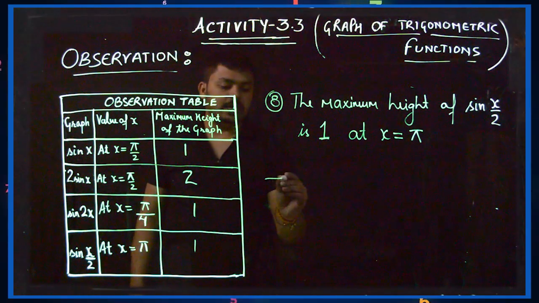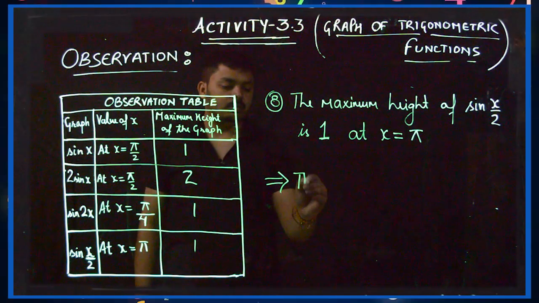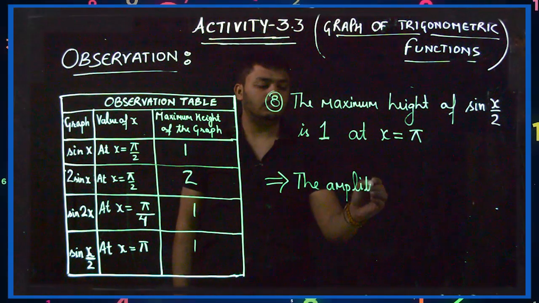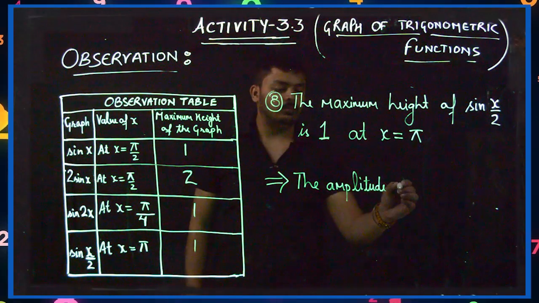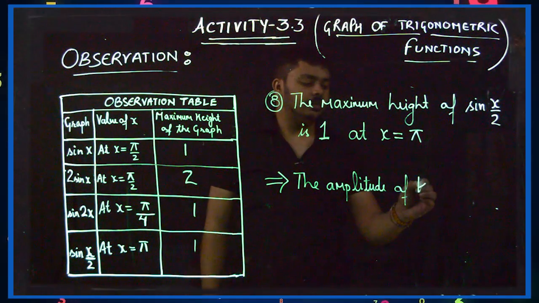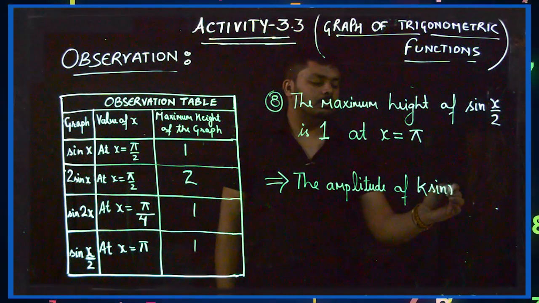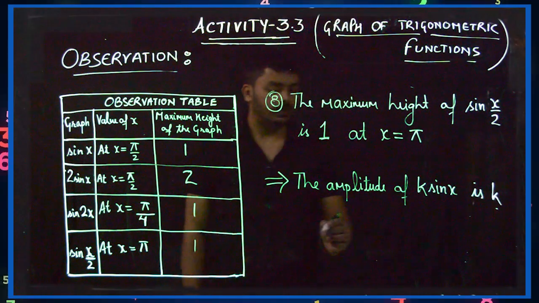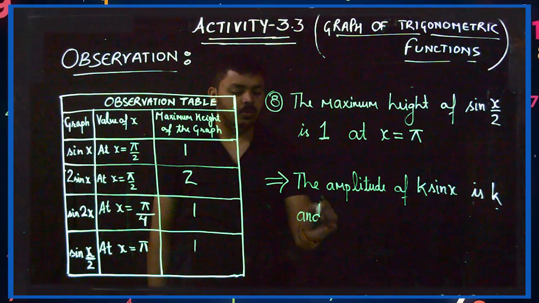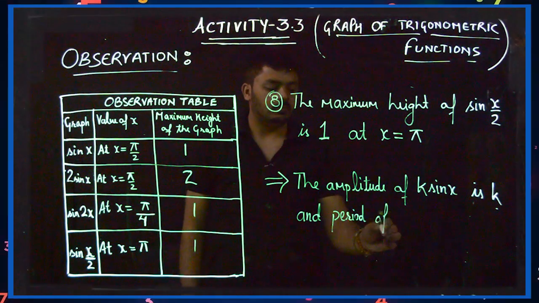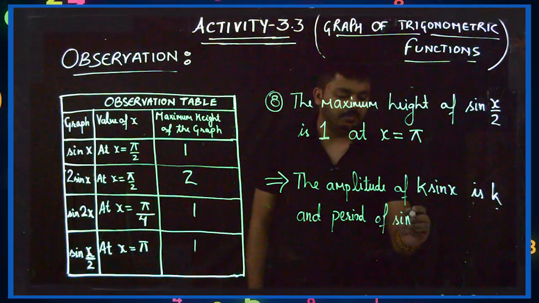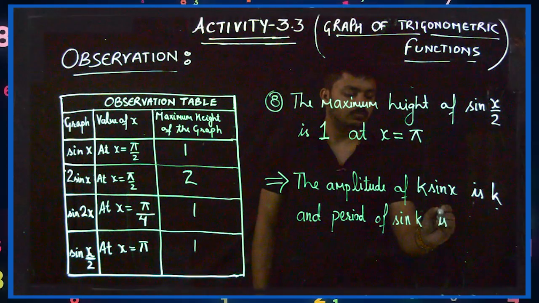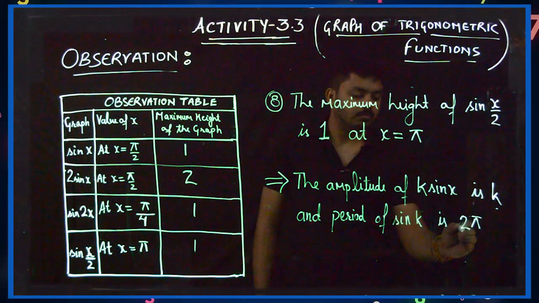Hence, we conclude that the amplitude of k sin x is k and period of sin kx is 2 pi by k.